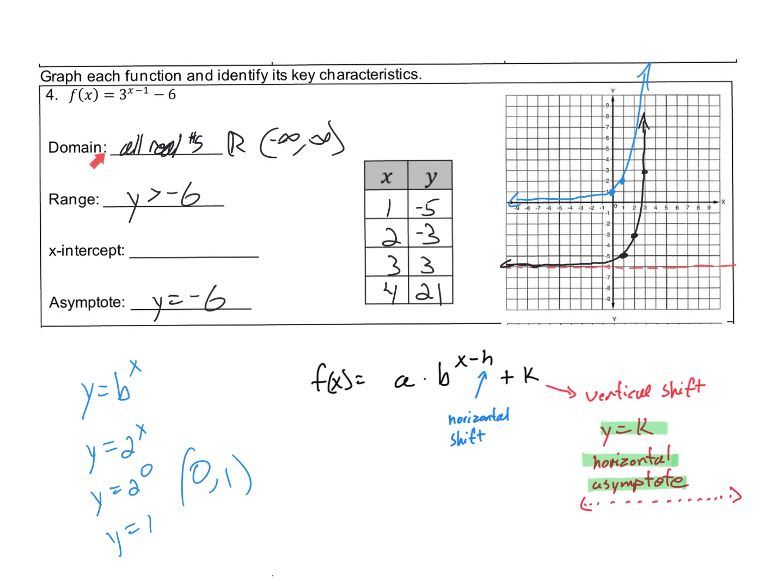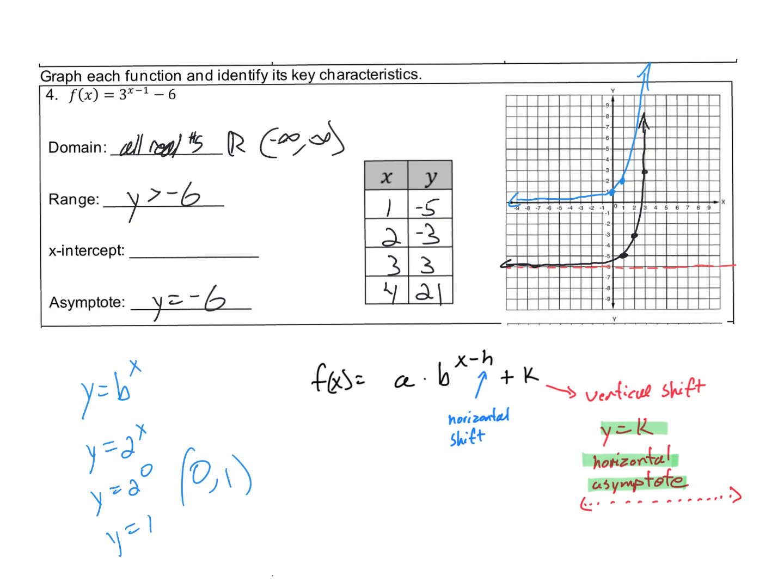So let's talk about domain and range. The domain for this one, you'll see it goes to the left forever and up and to the right forever. It's actually all real numbers. So you can enter anything you want for that exponent, and you're going to get an output. However, the range never drops below negative 6. So it's everything greater than negative 6. So there's your range, y greater than negative 6.